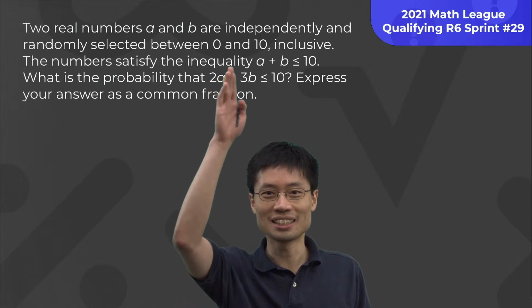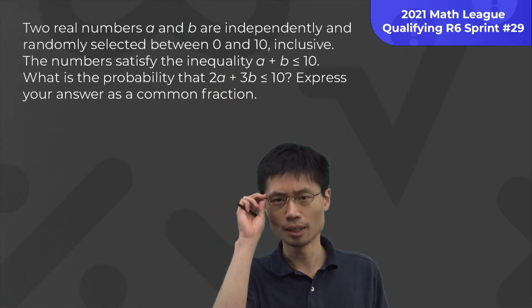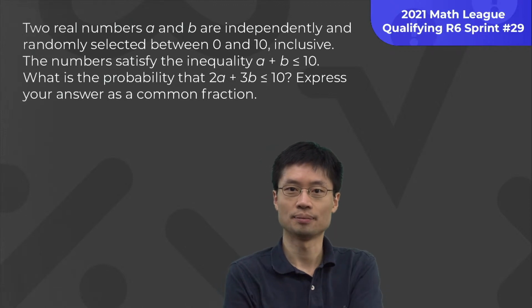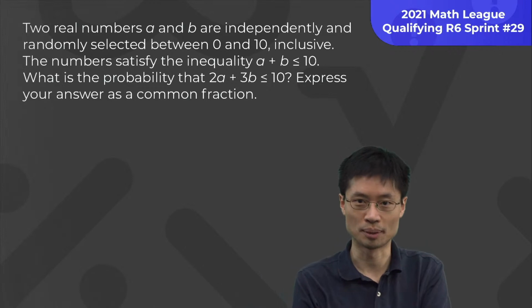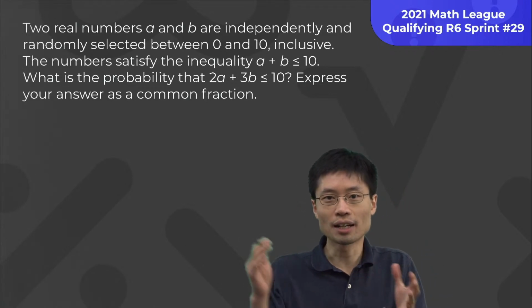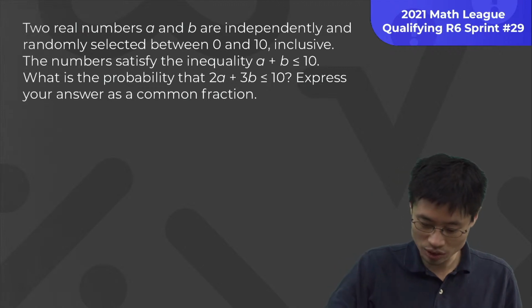So what I see here is they satisfy some inequality, independently and randomly selected. This is a conditional probability problem. Whenever I have something like real numbers, I draw some kind of a graph. So let's draw a chart.